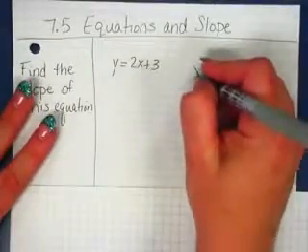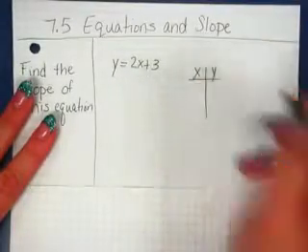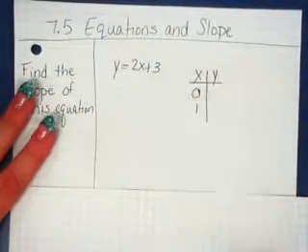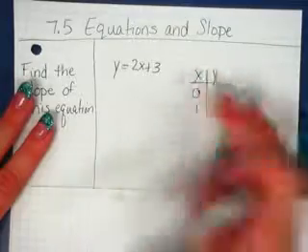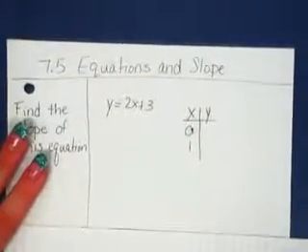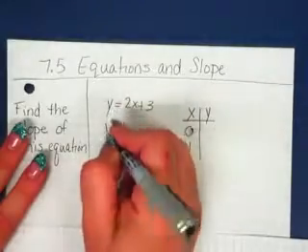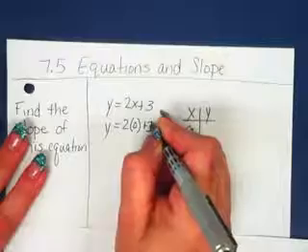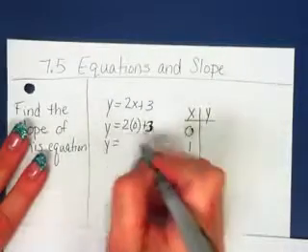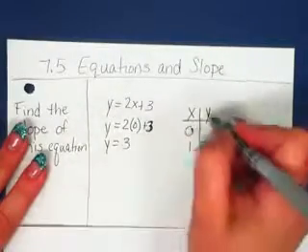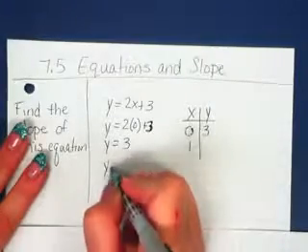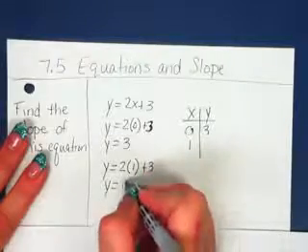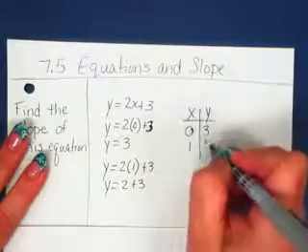So let's make a t-chart. Okay, and I'm going to see what happens if x is 0 and if x is 1. Okay, so now let's substitute. Remember that if x is 0, we get 0 plus 3, which is 3. And now let's see what happens when x is 1. 2 times 1 is 2, plus 3 is 5.